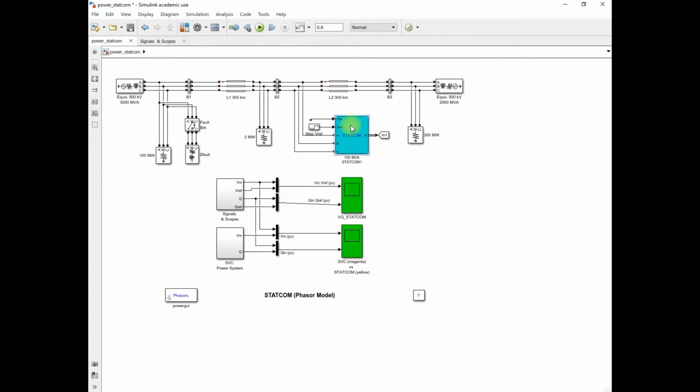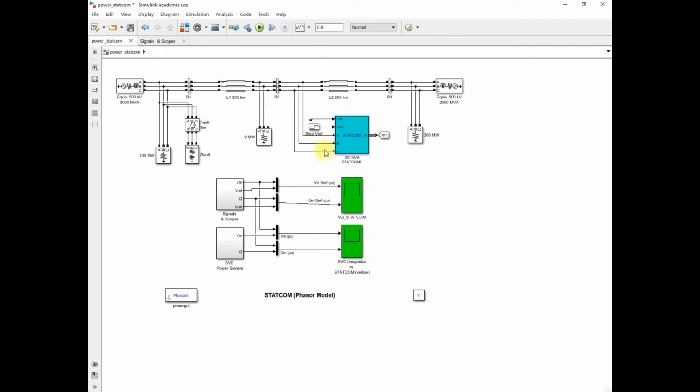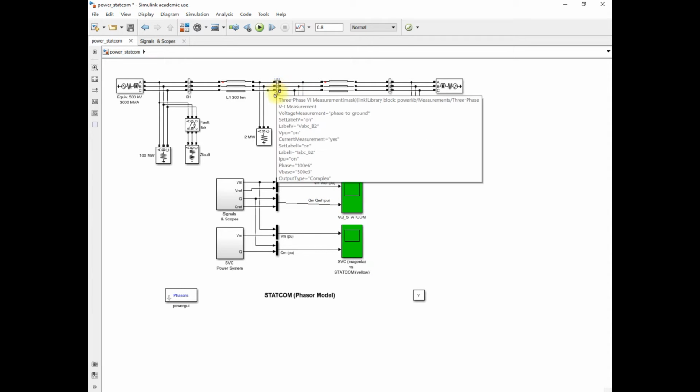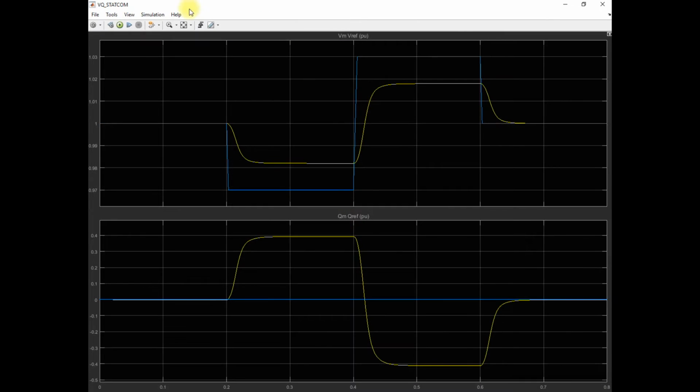If you select the STATCOM in the VAR control mode or reactive power control mode, then you can select the Q reference externally, the same as V reference. But in this case Q reference is set to 0, and you can just measure QM based on the injection or absorption of reactive power to maintain the voltage at the bus B2 near this V reference value. So here we have run the simulation, and let's see the voltage and reactive power.